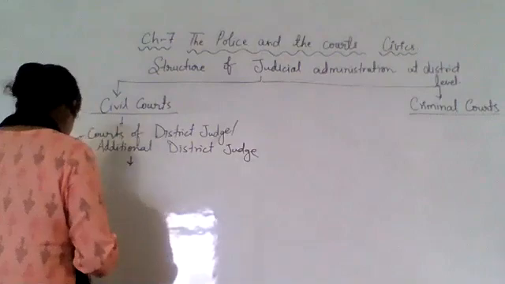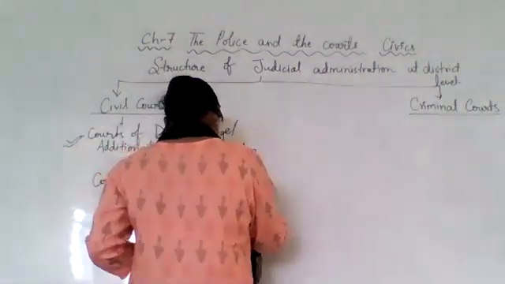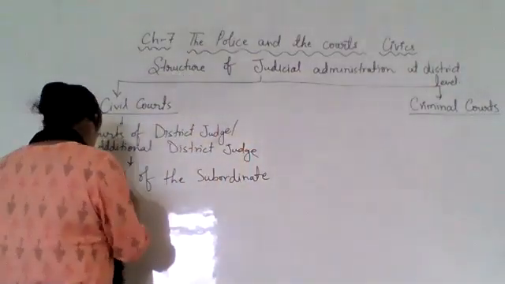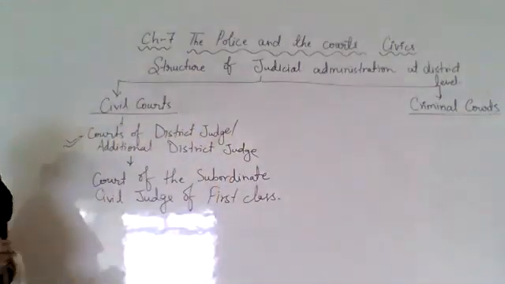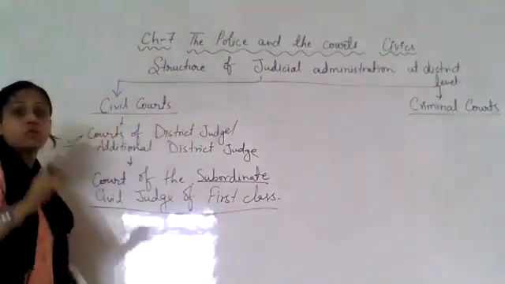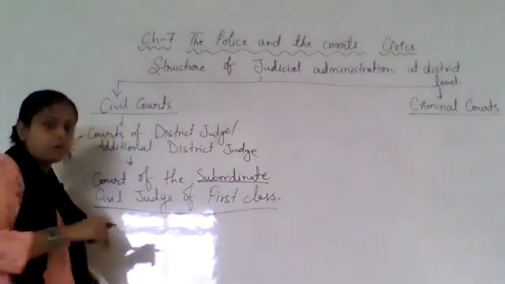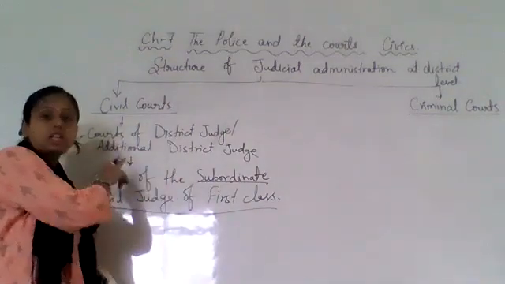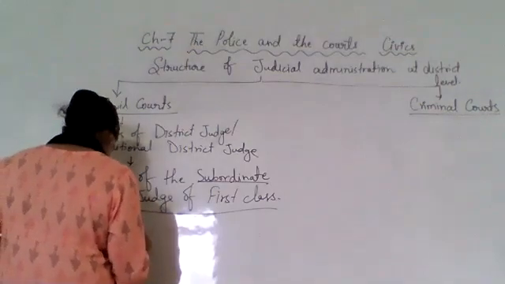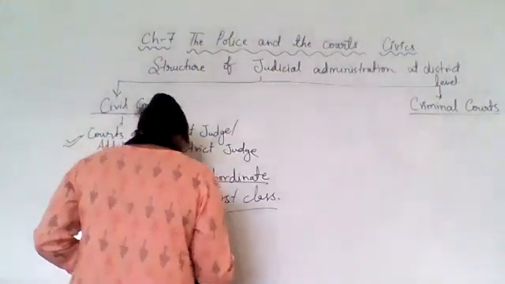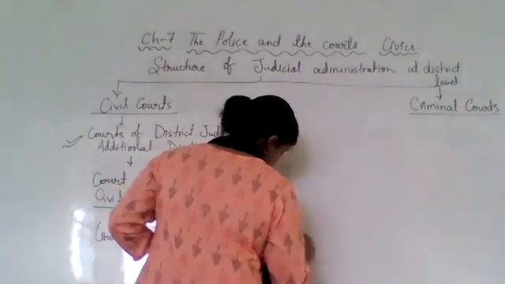Okay? After this comes the court of the subordinate civil judge of first class. This is the judge which is under the district judge and additional district judge. Now under this we have the court of Munshis, or sub judge of second class.